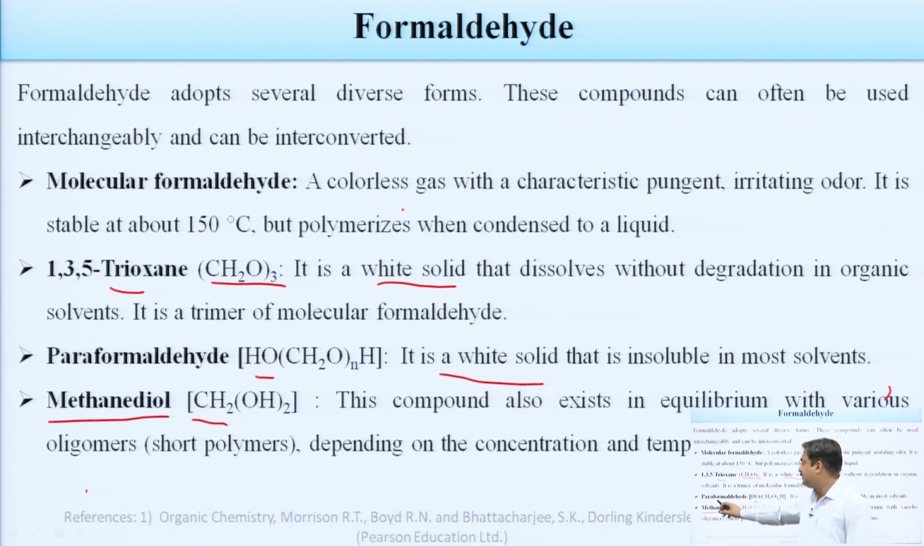Then coming to the next form, that is paraformaldehyde. You can see the structure of paraformaldehyde. Again it is a white solid, but now it is insoluble in most of the solvents. The next form of formaldehyde is methanediol, where you can see two hydroxyl groups are being added to the carbonyl carbon. So, this compound also exists in equilibrium with various oligomers. Oligomers means short polymers, depending on the concentration and the temperature. So, these are the four important forms of formaldehyde in which it exists.